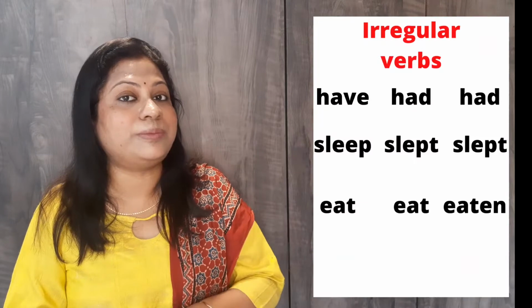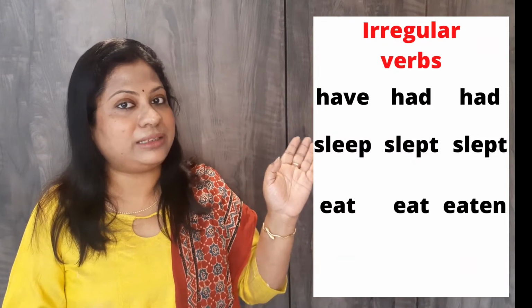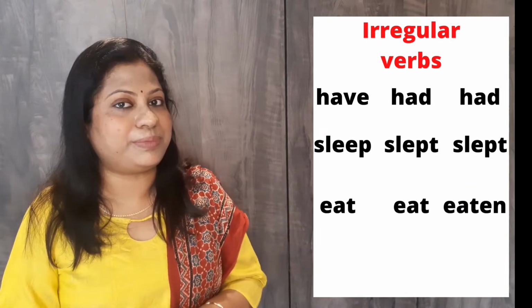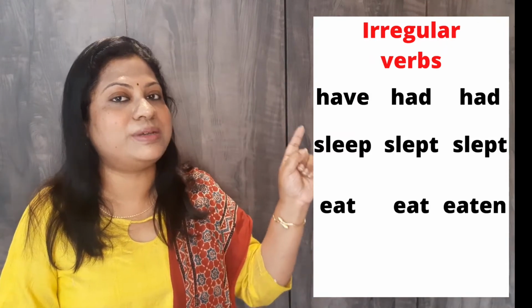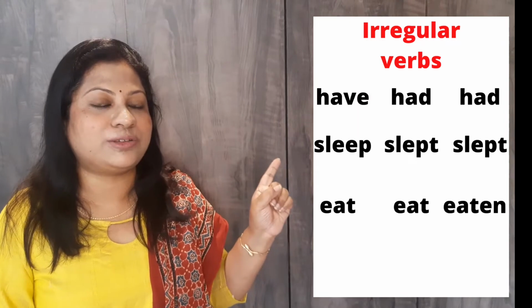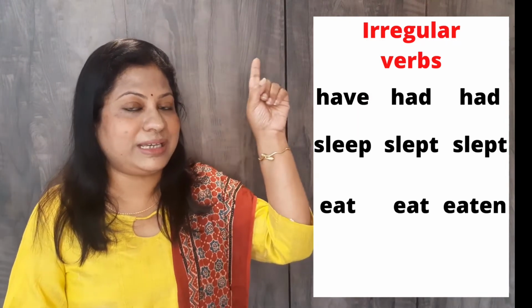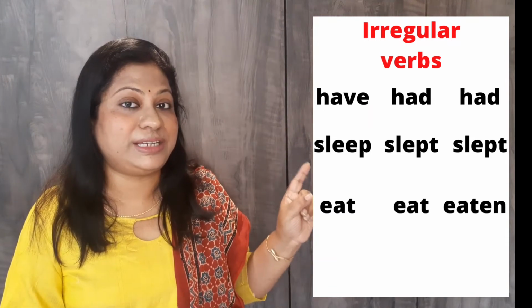So let's take a closer look at some irregular verbs. The irregular verbs in the first form, for example, the verb have, in the second form it is had, and the third form is also had. Let's take one more example. Sleep. The first form is sleep, the simple past or the second form is slept, the third form is also slept. Eat. The first form is eat, the second form is ate, and the third form is eaten.